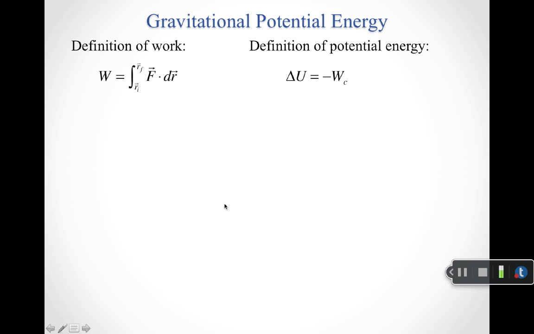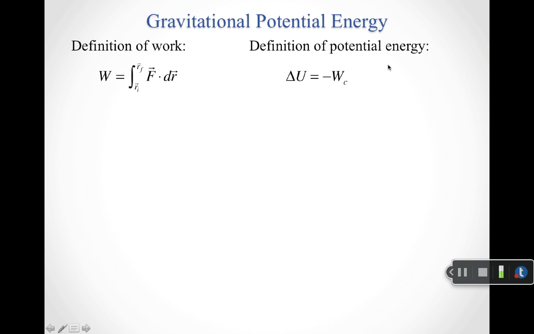Okay, so to set up our discussion for gravitational potential energy, let's go back and look at two definitions from 298. The first one is the definition for work. We said that work is basically the integral from some initial position to some final position of force dotted with our tiny little displacement. So what we're doing is adding up how the force projects onto our displacement as we go from some initial position to some final position.